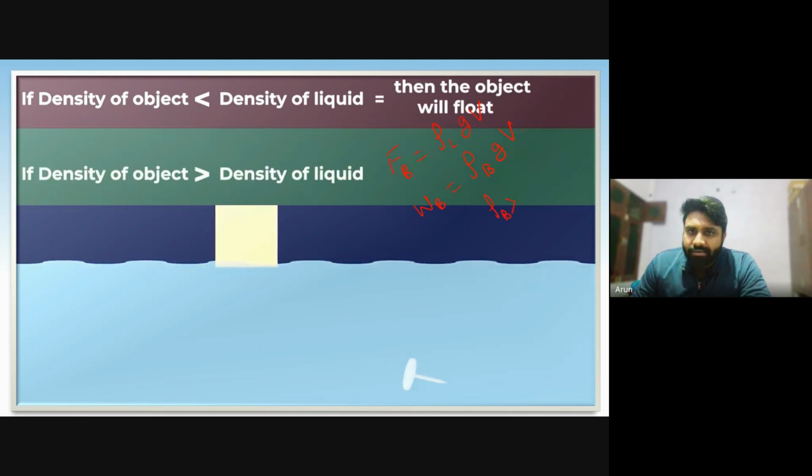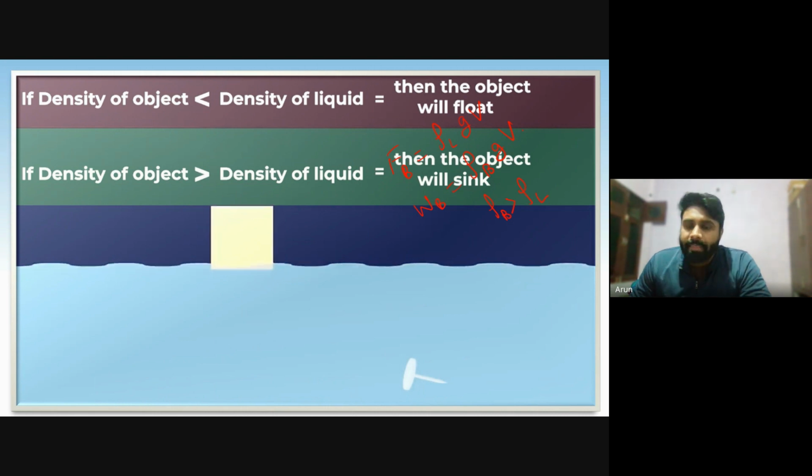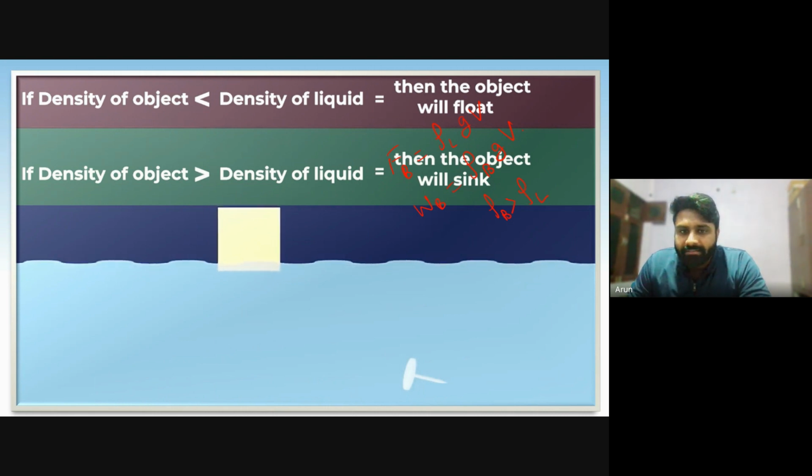Now, if the density of the body is greater than the density of the liquid, then what will happen? In this expression the weight of the body will be greater, and this buoyant force is less. So we can say that buoyant force is less than the weight, so it will sink, because there is not a sufficient amount of upward force to hold it.